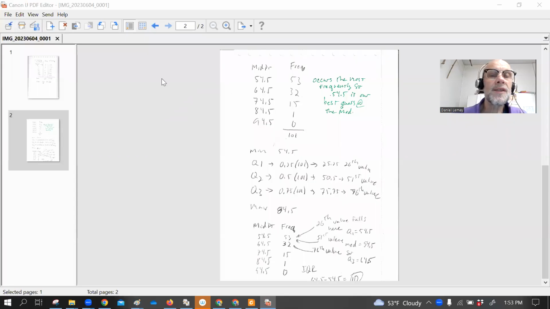So yeah, to finish this up, great job finding the midpoint, finding the mean. That was the right way to do it. And then let's see, how the heck do I get a pointer here? I'm supposed to know how to do this. Here we go.